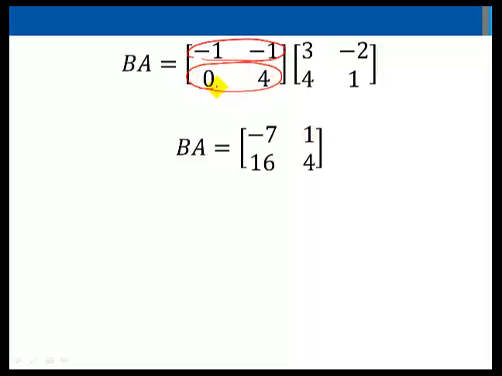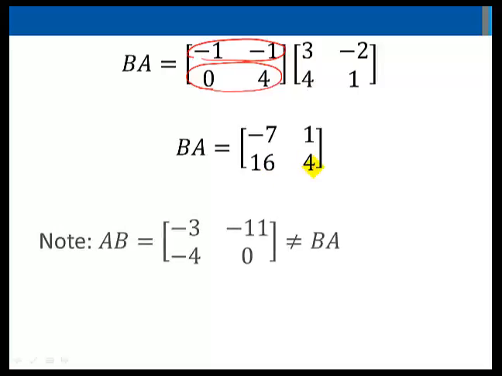Moving down to row 2 in matrix B, 0 times 3 plus 4 times 4 is equal to 16. And then row 2 in B times column 2 in A, 0 times negative 2 plus 4 times 1 is equal to 4. Okay, so matrix BA is negative 7, 1, 16, 4. Note that matrix AB, which was negative 3, negative 11, negative 4, 0, is not equal to matrix BA. In fact, matrix multiplication is not commutative. Usually, matrix AB will not be equal to matrix BA.